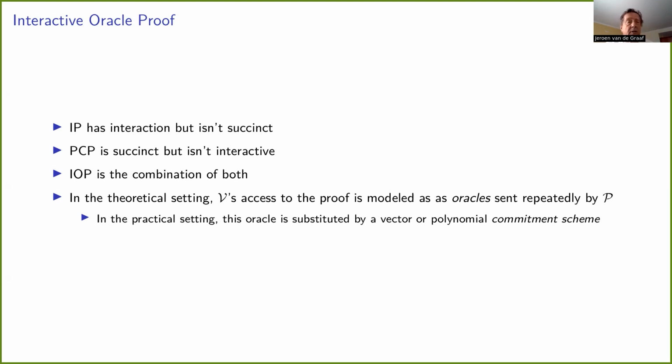So in a theoretical setting, again, the verifier's access to the proof is modeled as an oracle or several oracles which are sent in each step by the prover. Note that the oracles are sort of necessary to make sure that a large proof is sent to the verifier, to which the prover only has very restricted access. So in a practical setting, this oracle is substituted by a vector or by a polynomial commitment string.